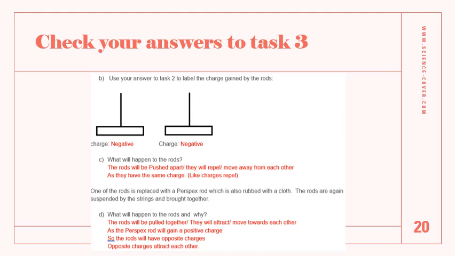One of the rods is replaced with a perspex rod, which is also rubbed with a cloth. The rods are again suspended from the strings and brought together. What will happen to the rods and why? Well, now the rods will be pulled together. And this is because the perspex rod will gain a positive charge, whereas the original rod has a negative charge. So the rods have opposite charges, and opposite charges attract.